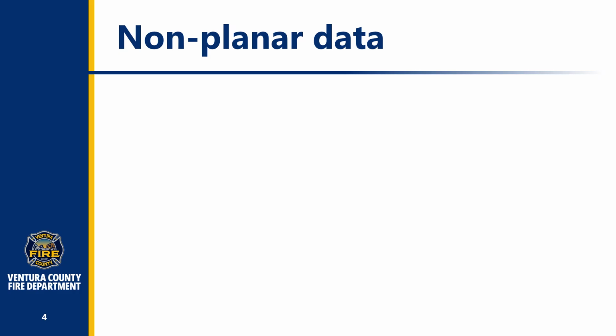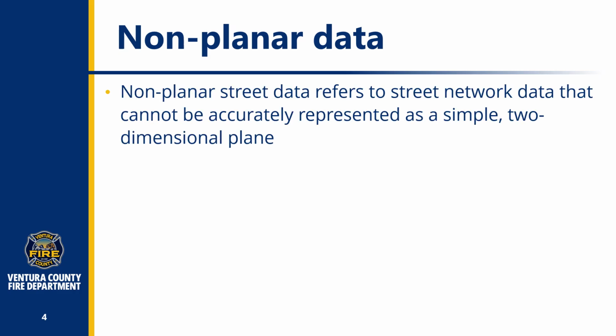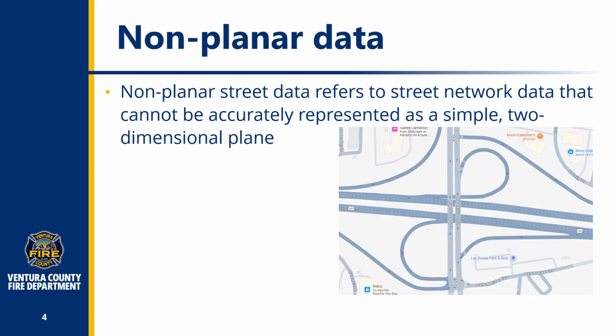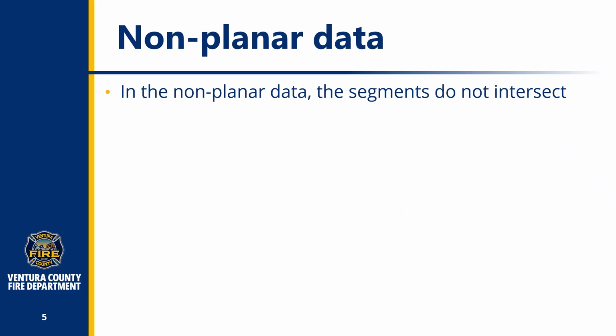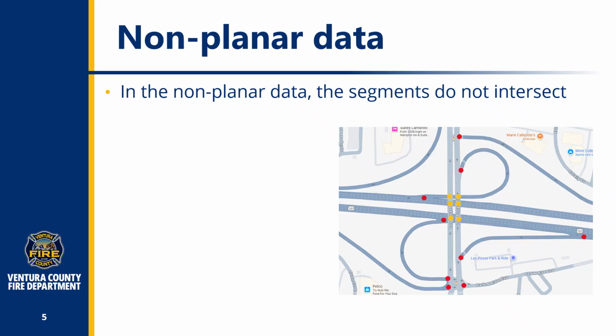When we move to talking about non-planar data, non-planar street data refers to street network data that cannot be accurately represented as a simple two-dimensional plane. Take, for example, this screenshot of Google Maps of the intersection of Las Posas and 101. You'll notice that there are 17 intersections if this were planar data. Now, in the non-planar data, the segments do not intersect where they don't actually intersect. So you'll notice that 6 of those 17 are now yellow because they do not intersect in the data any longer.